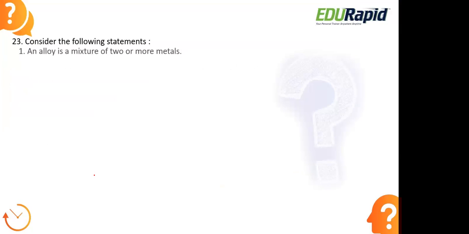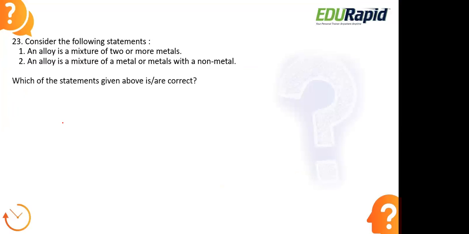Consider the following statements. One, an alloy is a mixture of two or more metals. Two, an alloy is a mixture of metals or metals with non-metals. Which of the statements given above are correct? Option A, one only. Option B, two only. Option C, both one and two. Option D, neither one nor two.